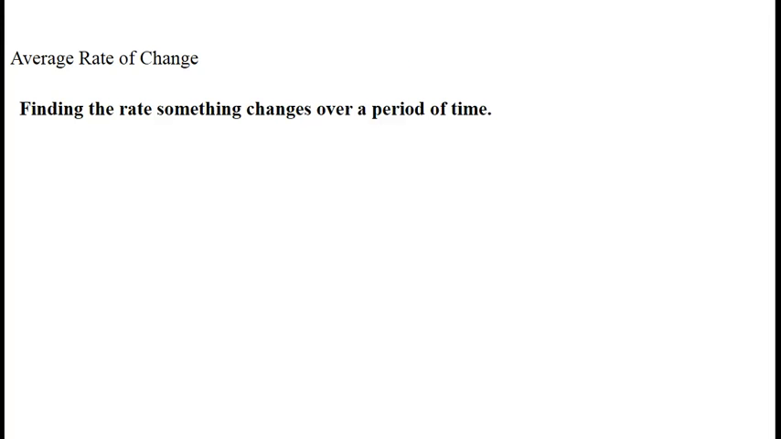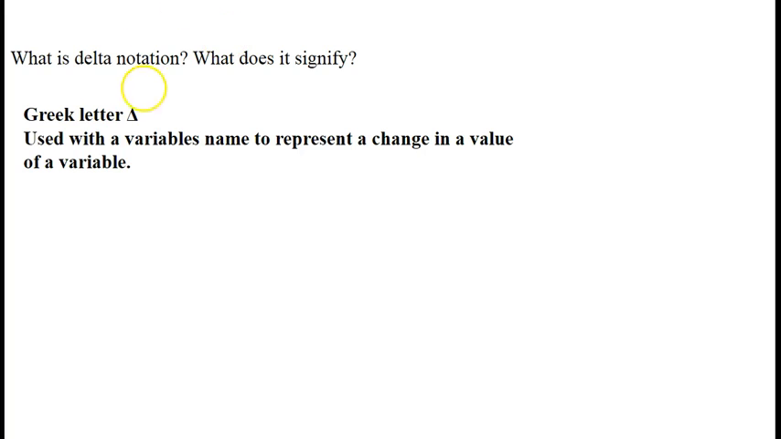And along with average rate of change, there's a thing called delta notation. What is this? What does it signify? Well, delta notation is the uppercase Greek letter delta, and that's this guy right here. This is a Greek letter called delta. It is used with a variable's name to represent a change in the value of a variable. So when I want to say the change in W, I would say delta W, meaning the change in weight. So delta, right here, that means change. It represents change, okay? That's what we need to know.